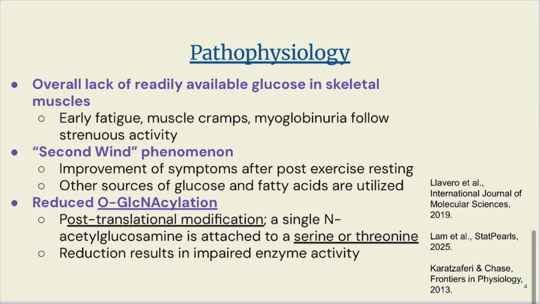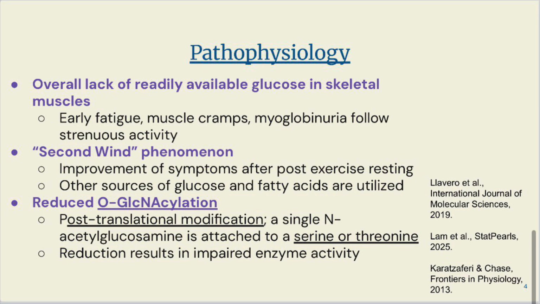So let's talk about the pathophysiology of patients with McArdle. What pathophysiology is, it's how a disease changes the normal way one's body functions. And then in the case of McArdle, the first would be an overall lack of readily available glucose in skeletal muscles, which leads to the previously stated symptoms.